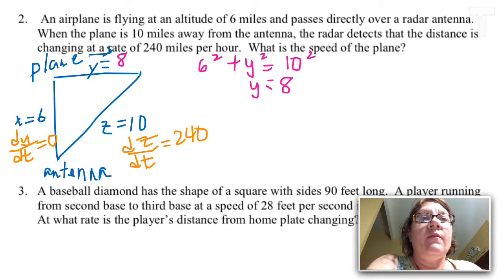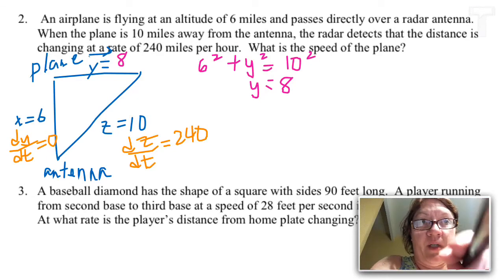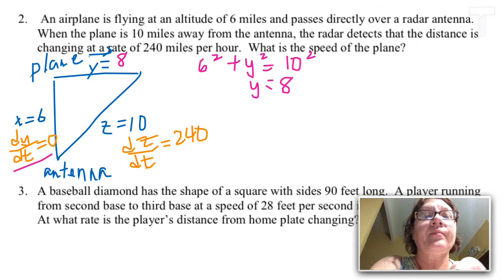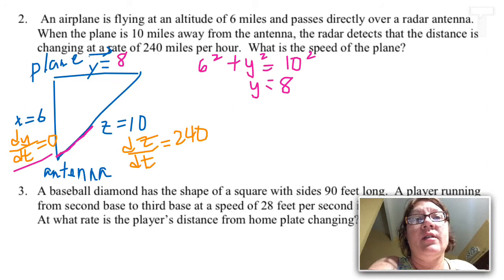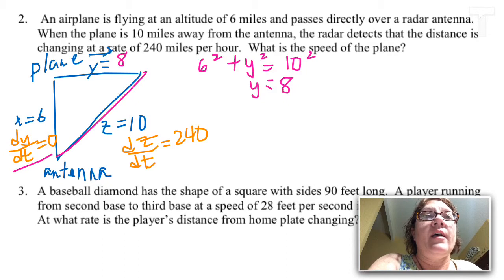And of course, I can find the missing side y using the Pythagorean theorem. The height of the plane doesn't change, so that dy/dt is 0. Of course, I would measure the plane's distance from the antenna, the shortest distance, once the plane is over here. And that is changing at a rate of 240 miles per hour.